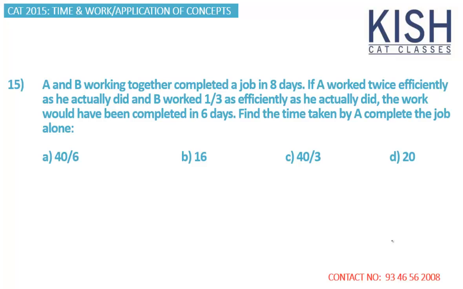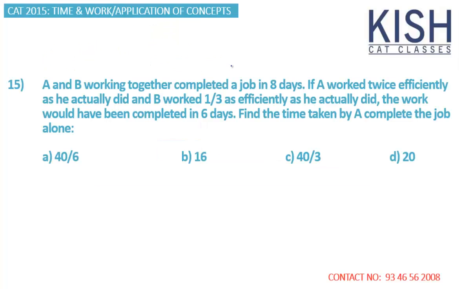A and B working together completed a job in 8 days. If A worked twice as efficiently as he actually did, and B worked one third as efficiently as he actually did, the work would have been completed in 6 days. Find the time taken by A to complete the job alone. Quite simple. As usual, you need to write them in a frame.